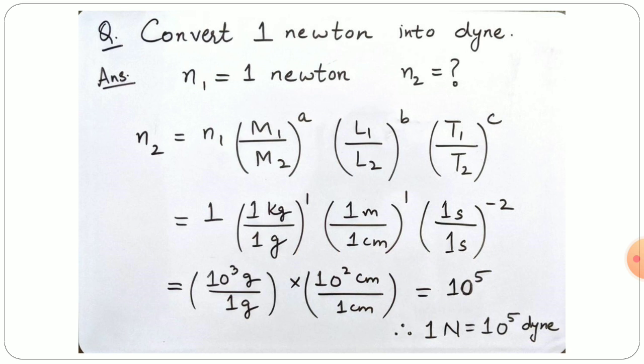We will convert all the units into a common unit. That is, we will convert kg into gram. As you can see, we have converted 1 kilogram to 1000 grams. We have converted 1 meter to 100 centimeters. And by further solving, we get 10 to the power 5. So we can write 1 Newton is equal to 10 to the power 5 dyne.